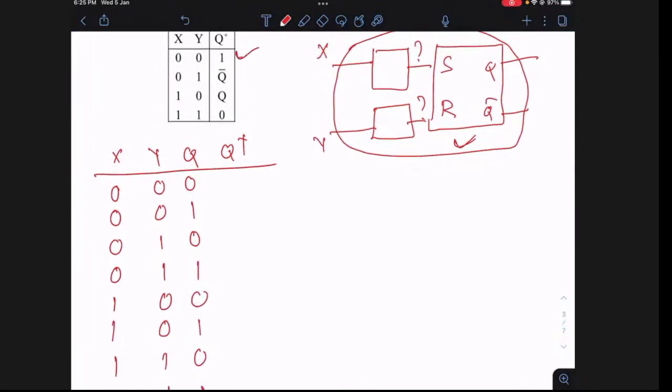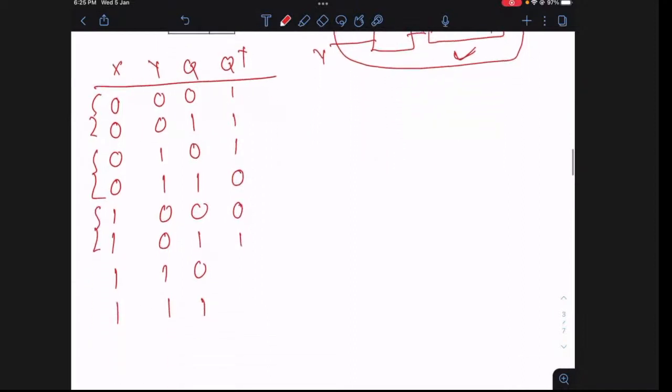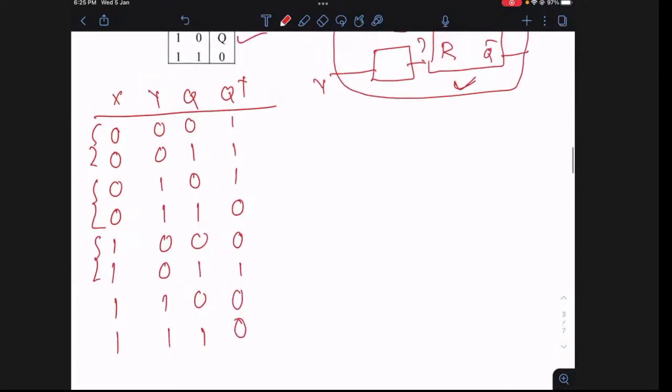So first case, 0, 0 means it is 1. In the first 2 cases, 0, 0 is the input, so the next state is 1. 0, 1 means Q bar. So here X is 0, Y is 1, Q bar. So 0 is 1, 1 is 0. Next is Q. So 1, 0 means it is Q. So this is 0 and this is 1. 1, 1 means it is 0. So this is 0 and this is also 0. The last 2 cases. So this is the first step, right?